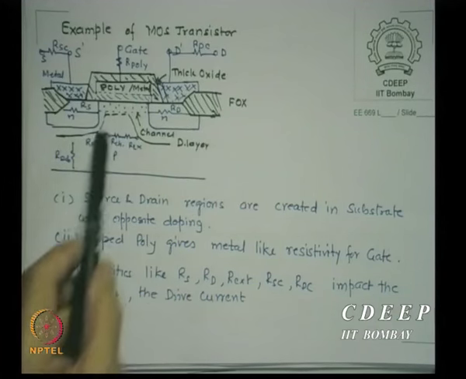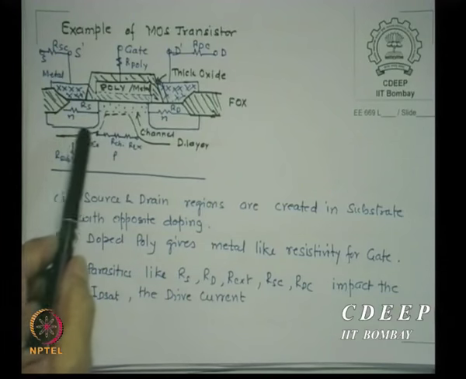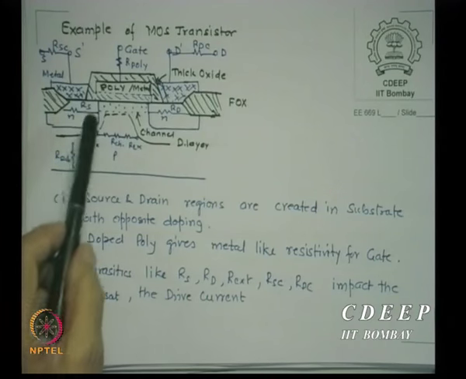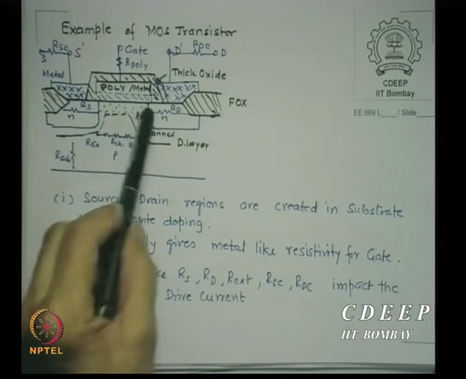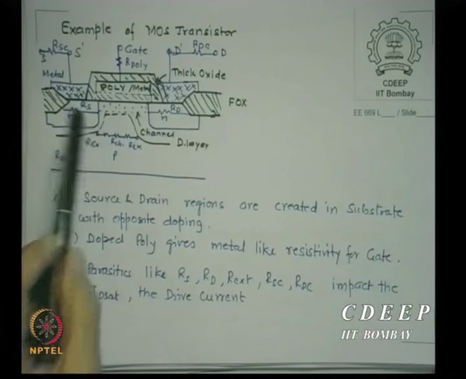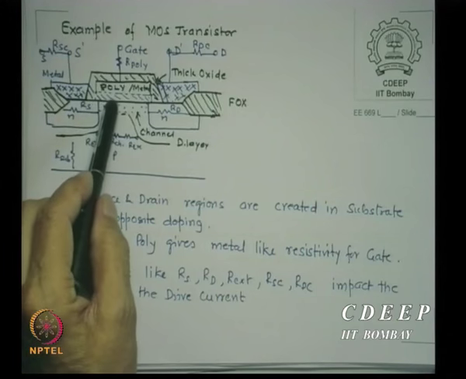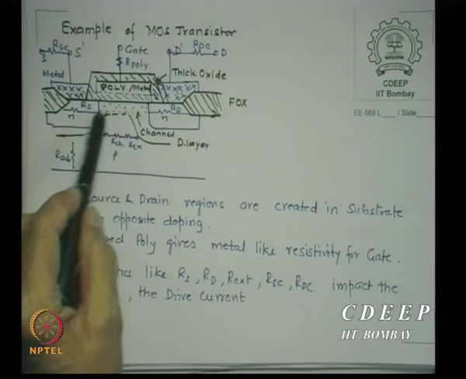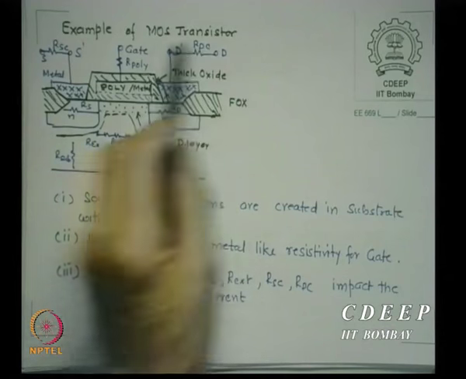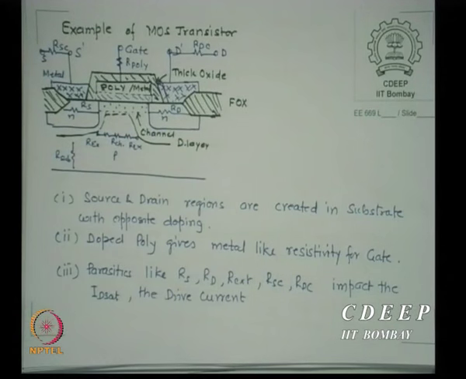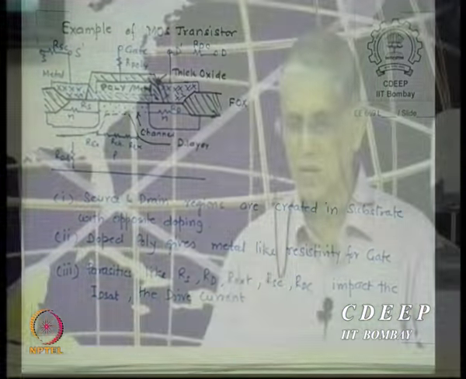Then there will be a channel, and some part will be depleted out below. So there will be some contact here as well, there is a junction resistance here, there is a junction here, and below is the depletion layer. So there is a pure channel resistance, and some external additional resistance, extra resistances on the edges. And as I say, poly is not as good as metal, so it has some resistivity and therefore it will have some resistance, so it is called gate resistance.